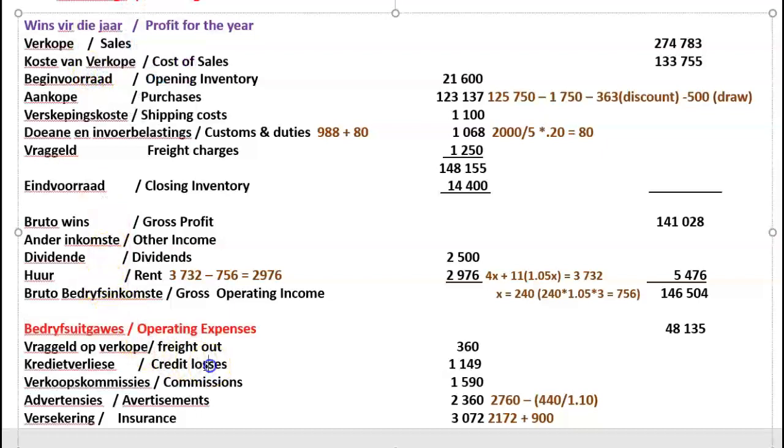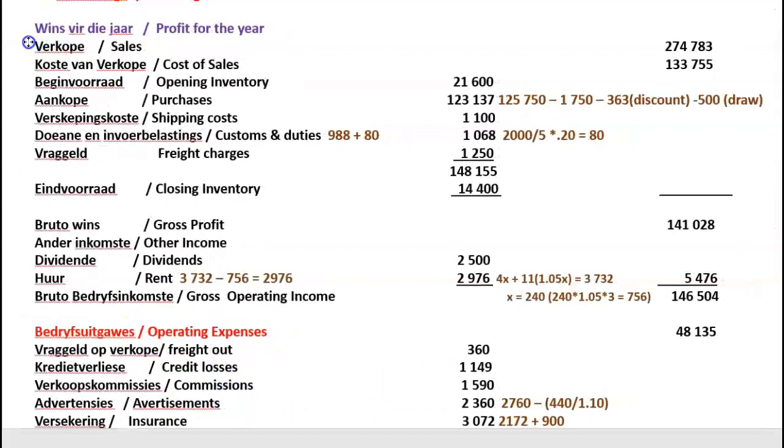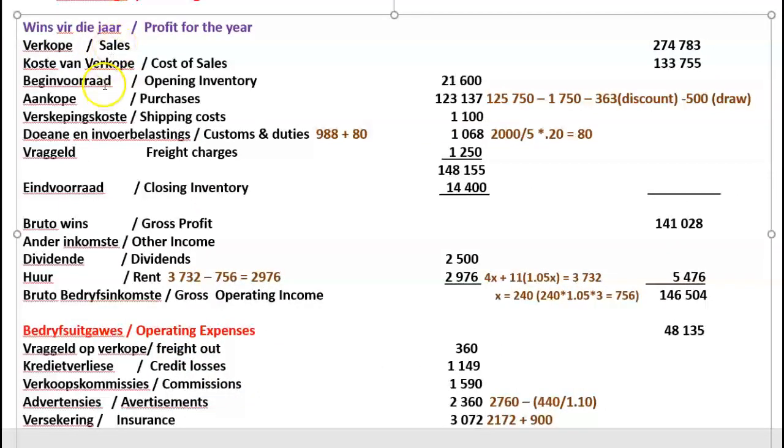Under operating expenses is your freight charges on sales. You see it's a normal operating expense. Credit losses is with all the adjustments. Here's our sales commissions. It's a normal operating expense. Under no circumstances does it form part of our sales there on top.